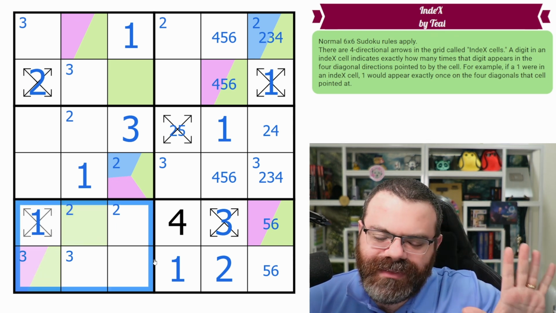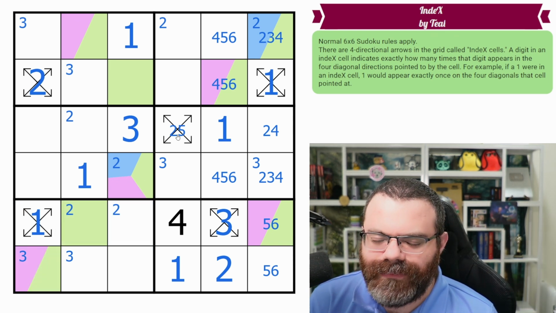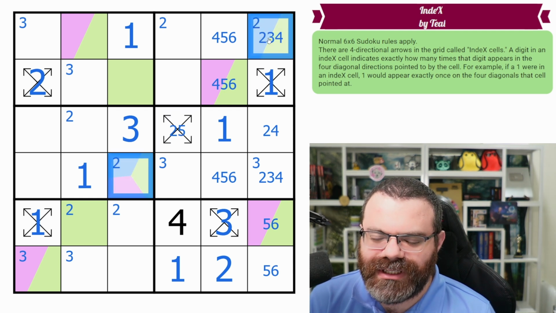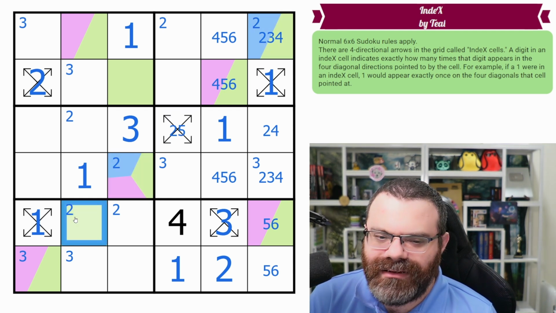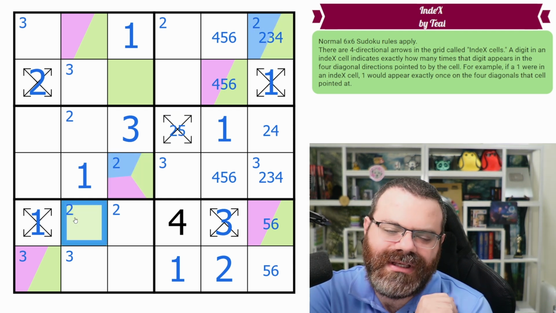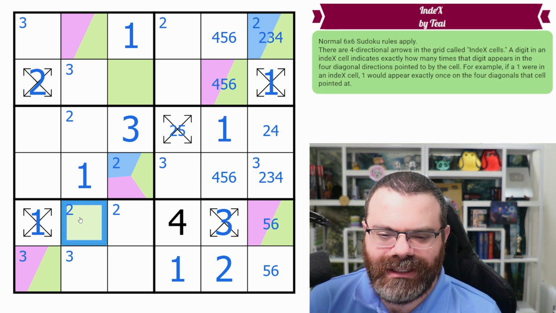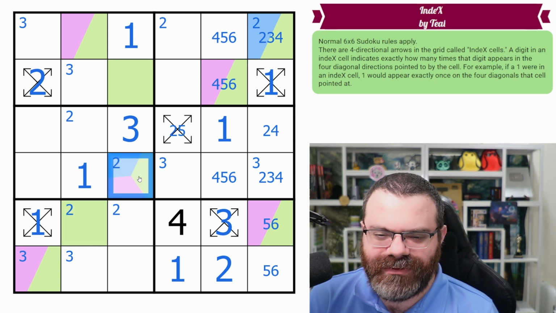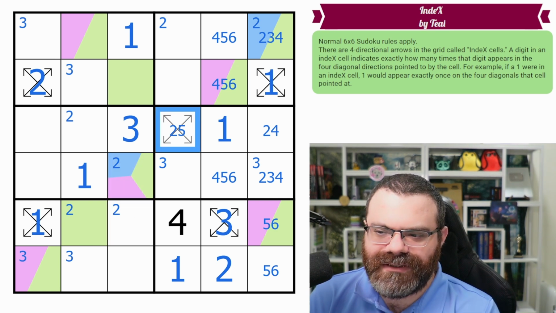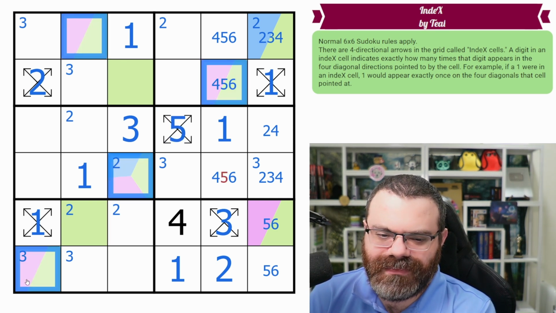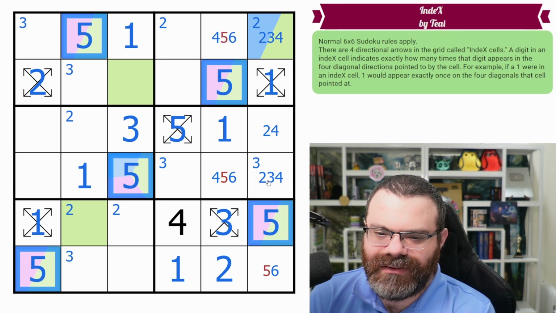So basically, we wouldn't be able to put 2 in this box, because if this was a 2, the 2 blue cells would be 2. This would not be allowed to be a 2, because then we'd have 3 2s being pointed at, which is against the rules. But this also can't be 2, because we just placed a 2 here. So this is a 5, and that puts a 5 in all our purple cells. And I don't need any more colors.